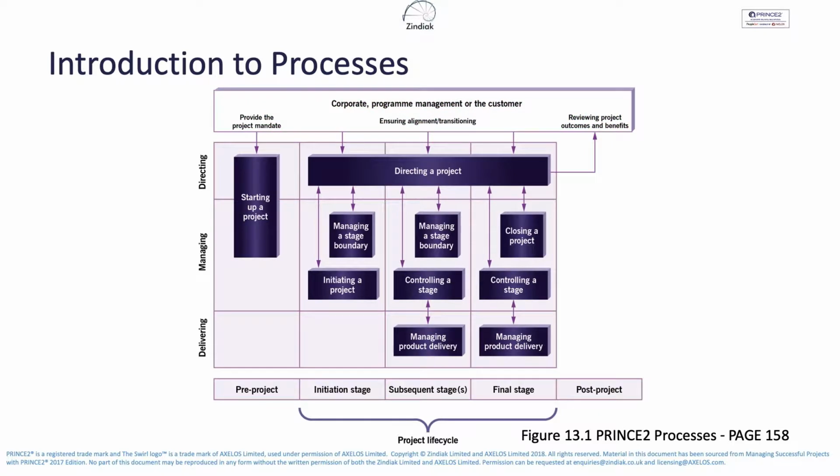So how do we start a project? Well, that top layer, corporate program management or the customer, provides the project mandate. Now, this could simply be an email, a short document, even just a verbal direction to someone to start up a project. And you can see there that the mandate's going into directing a project.